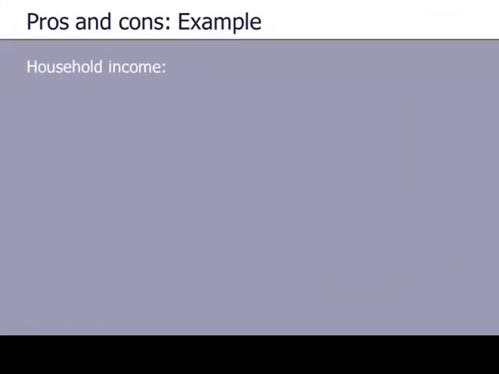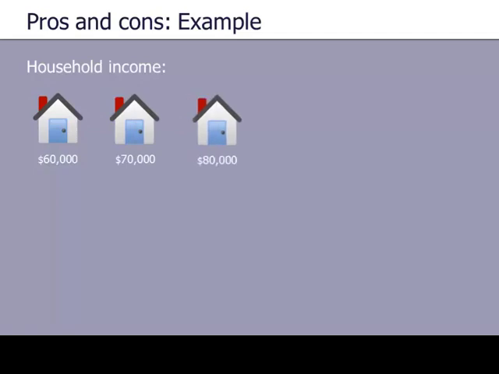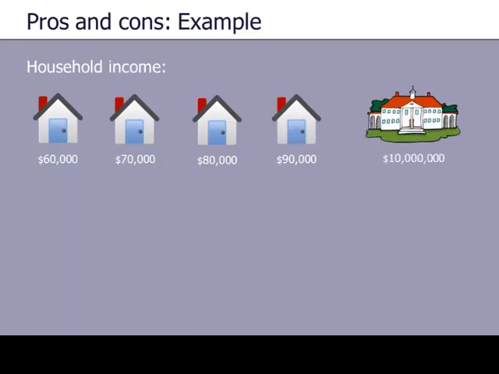Suppose you wanted to describe the household income of 5 families with a single number. Let's say the first family earns $60,000. The second family earns $70,000. The third family, $80,000. And the fourth family, $90,000. But the fifth family earns $10 million. Let's find the mean and median to see which would be the best measure of central tendency for these families.